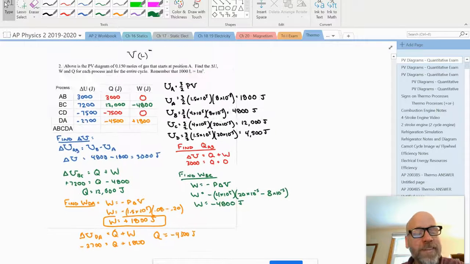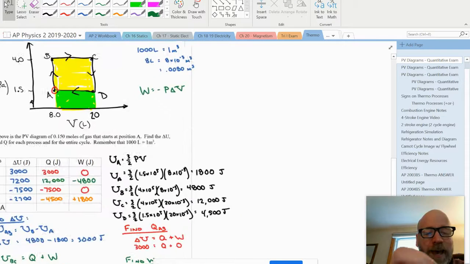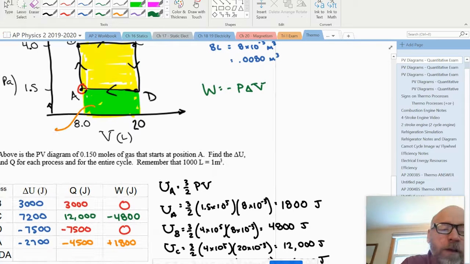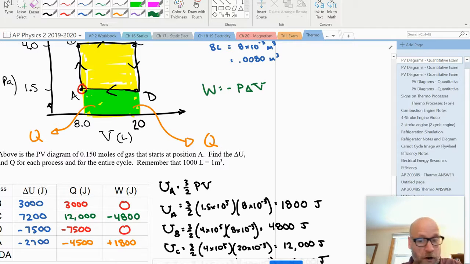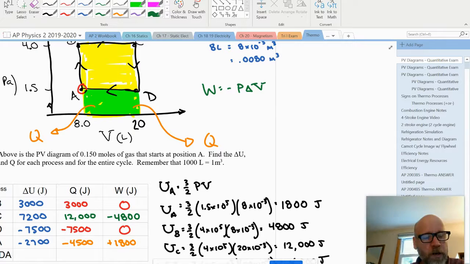Okay. All right. So as the gas was compressed, heat had to flow out. And back up. Think about it. Work was done on the gas to compress it, but somehow the temperature still decreased. That can only happen if some of the heat was exhausted out of the system.